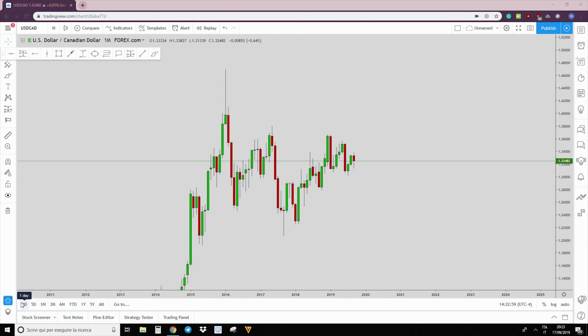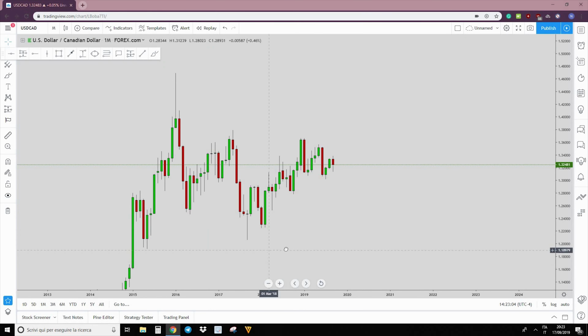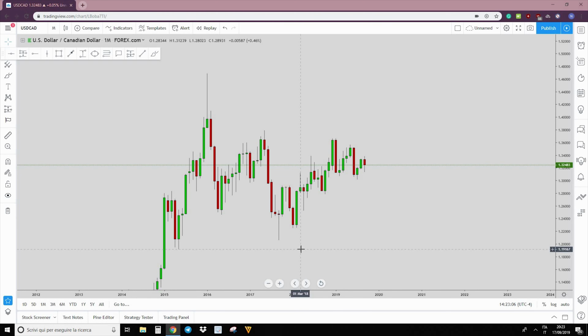So let's speak about USD CAD, and we will integrate the analysis with some educational content about what we're actually applying to this analysis. So starting here, we are on the monthly time frame.